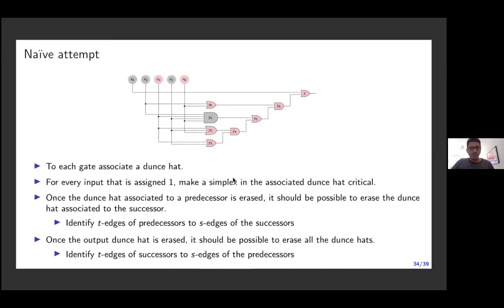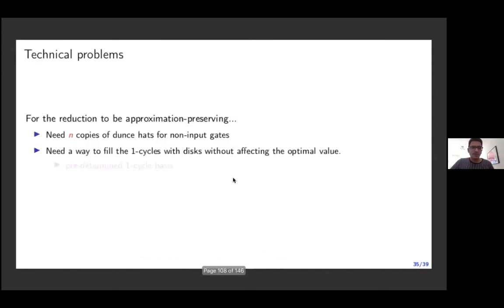So this basically gives you a procedure to go from input assignments on circuits to gradient vector fields on complexes. But this is somehow not good enough, because for your reduction to be approximation preserving, you need to have not just one but n copies of the dunce hat for non-input gates. And you also need a way to fill in the cycles of it. So your complex is such that it has no two homology, but it has some one homology, and you have to fill away these cycles without affecting the optimal value. And this is the really technical part.